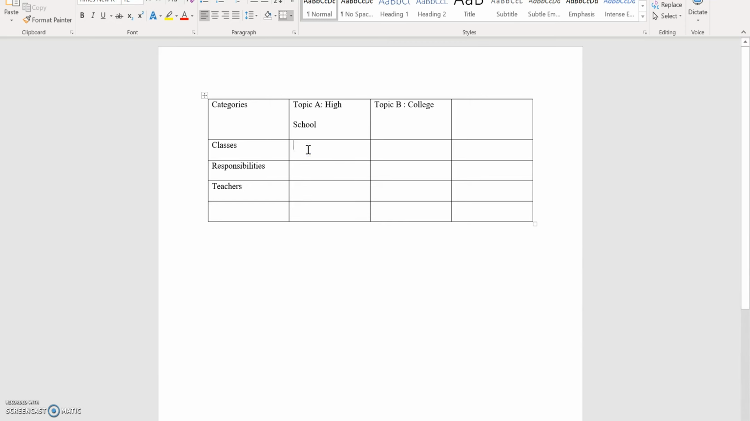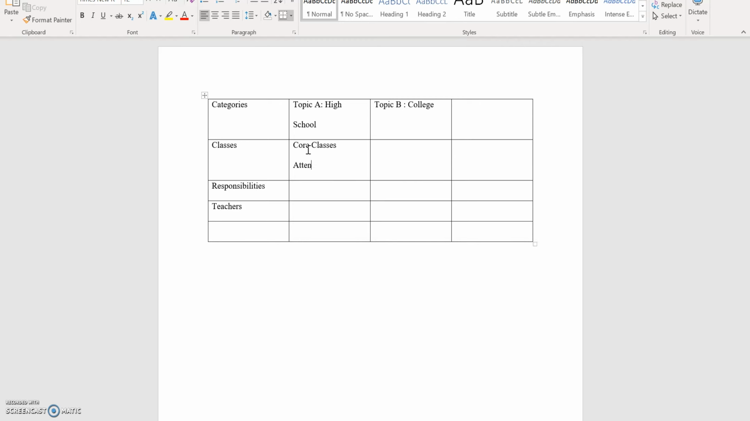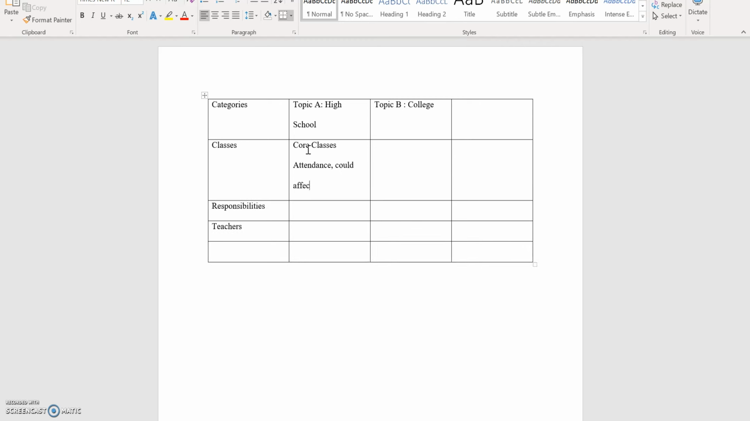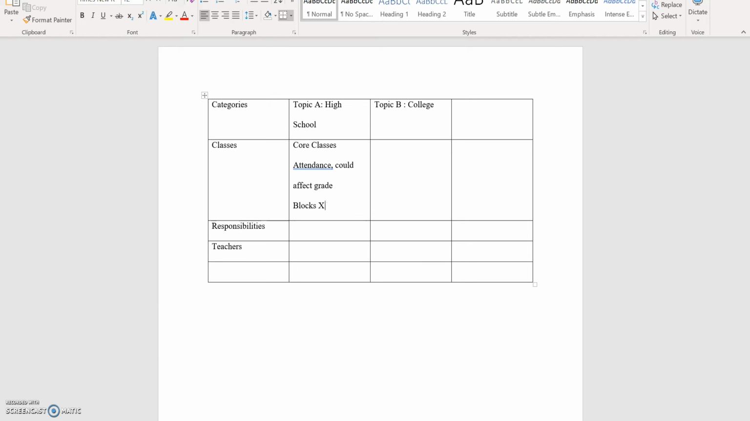Now I want to fill in details that I want to talk about in each of these areas. We all know some things about high school classes. We have core classes we have to take. They take attendance, and we know that this could affect your grade. We know they're scheduled blocks. You would want to keep going until you run out of ideas. I say at least three, but the more you can come up with, the more details you're going to have in your essay. Now for topic B, you want to match these up.